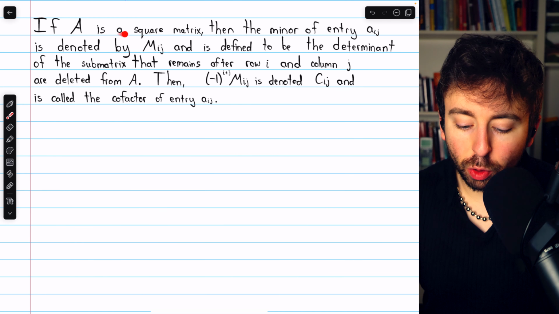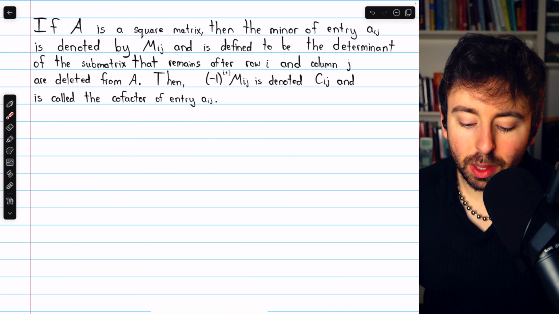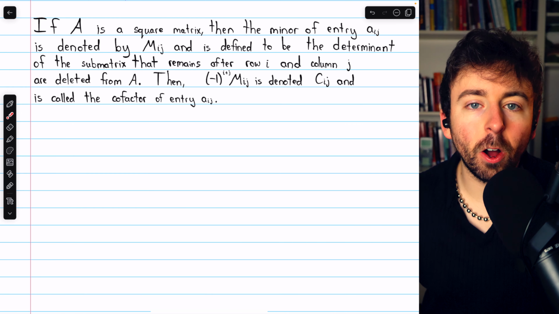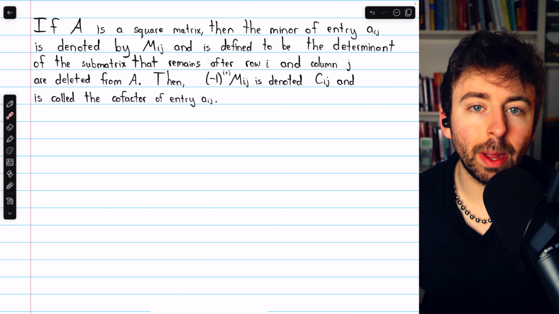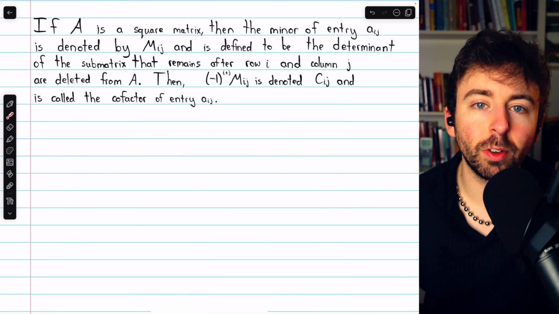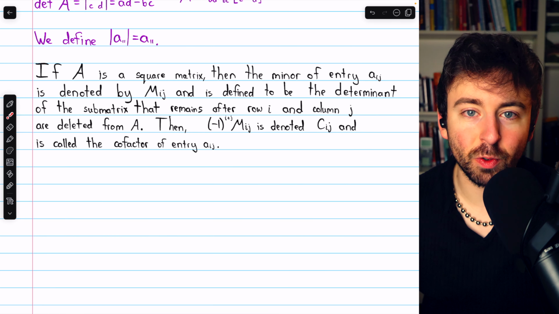If A is a square matrix, then the minor of entry Aij is denoted by Mij and is defined to be the determinant of the submatrix that remains after row i and column j are deleted from A. So you can see this thing called a minor is defined based on determinants of smaller matrices. This is going to lead into our recursive cofactor definition of the determinant. That's why it's important that we know what the determinant of a single entry is.